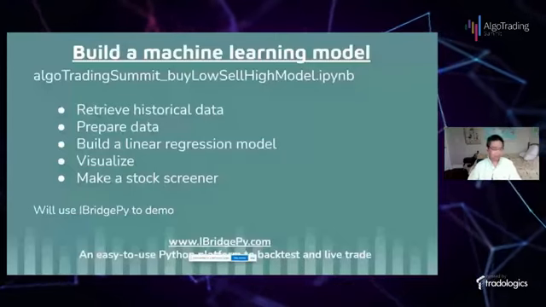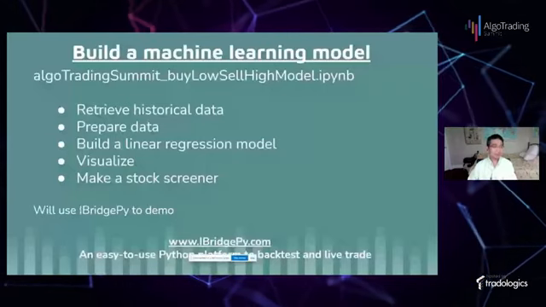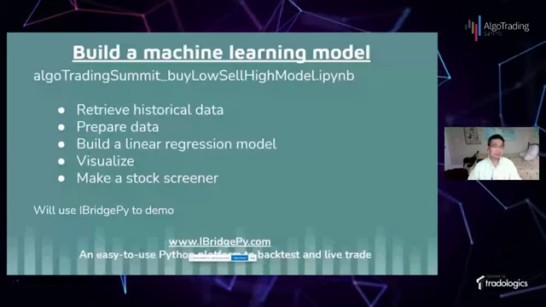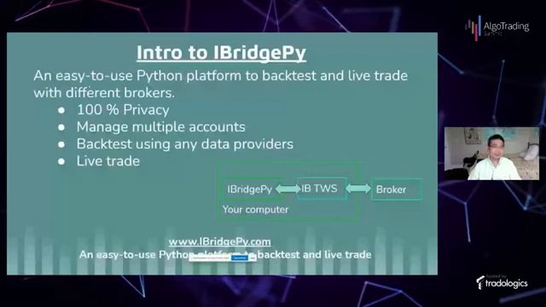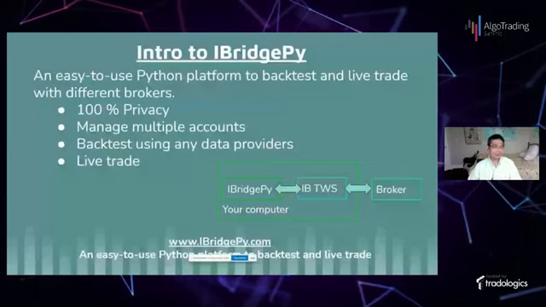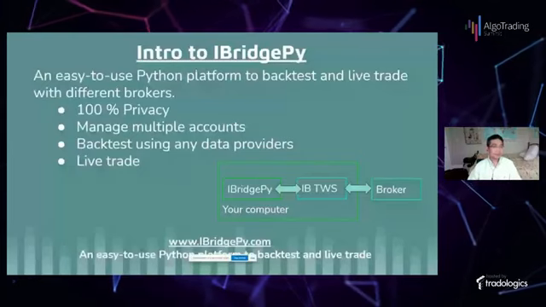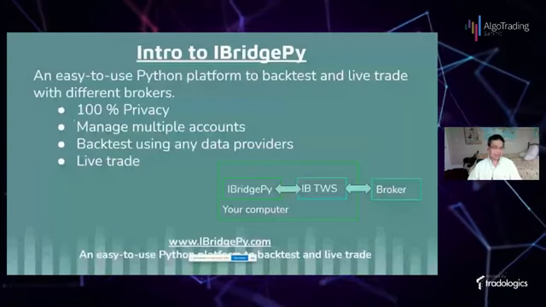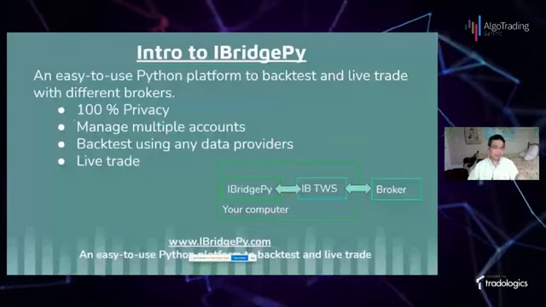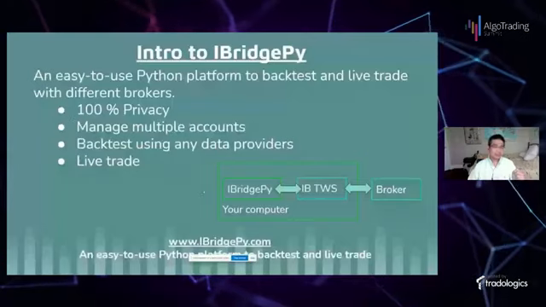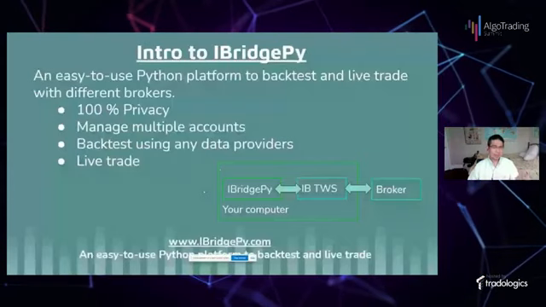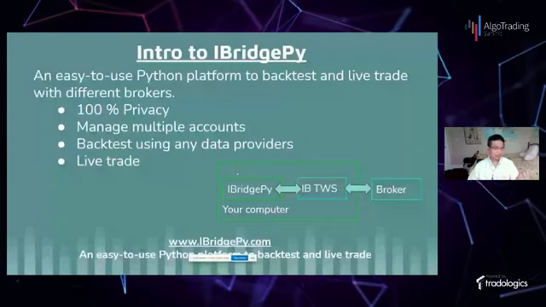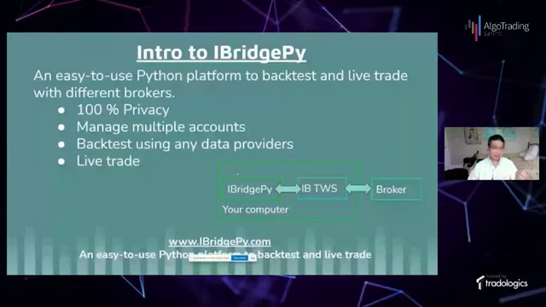I will use IBridgePy to do this demo, so I will give a very brief introduction about IBridgePy. IBridgePy is an easy to use Python platform to backtest and live trade with different brokers, for example, Interactive Brokers or TD Ameritrade. The top reason I developed IBridgePy many years ago was the privacy issue. What I want is a package that runs in my computer instead of the web-based browser, and I have 100% control of my intellectual property. That's why I developed IBridgePy.